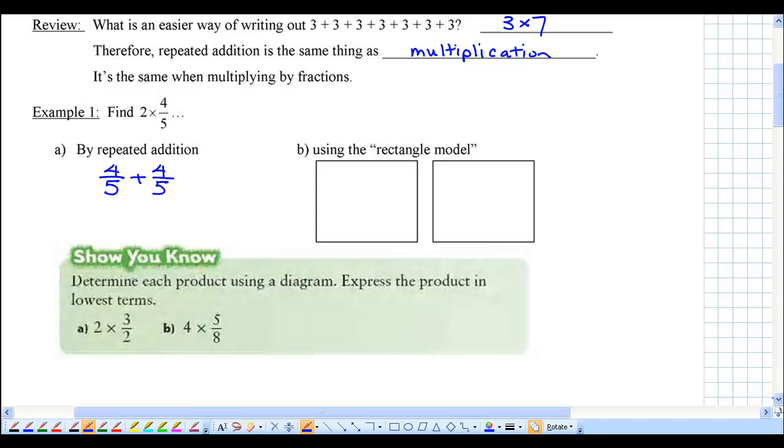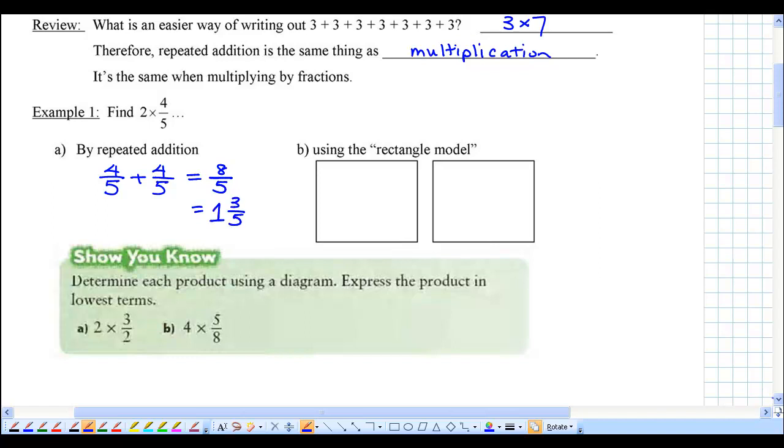Okay? Now, we just learned how to add fractions. When the denominators are the same, what do we do with the numerators? Just add them. So what's 4 plus 4? 8 over 5. And if I like to have it as a mixed number, can someone tell me what that is? 1 and 3/5. Very good.